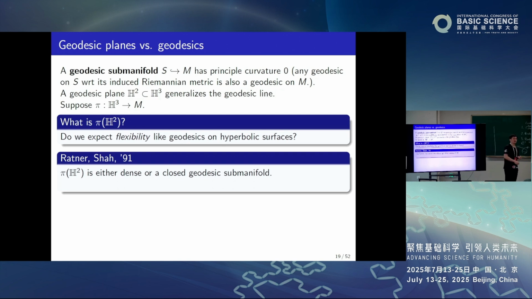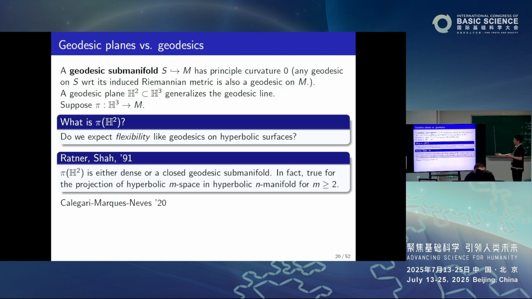So when I first learned this theorem from a paper of Calegari and Marques, I was really shocked. And then I tried to think about whether I can do a project using this theorem. It's really beautiful. And actually, this is true even in higher dimensions. So you take a hyperbolic finite manifold and take a 3-dimensional hyperbolic space. You project to this hyperbolic finite manifold. So either it's a closed submanifold, just like a closed surface, or it's going to be dense in a higher dimensional submanifold. So it's going to be dense in a 4-manifold or dense in a 5-manifold.